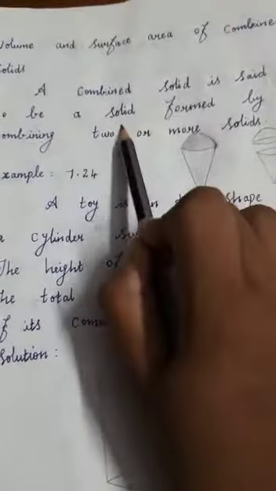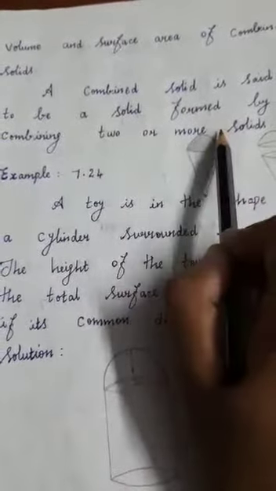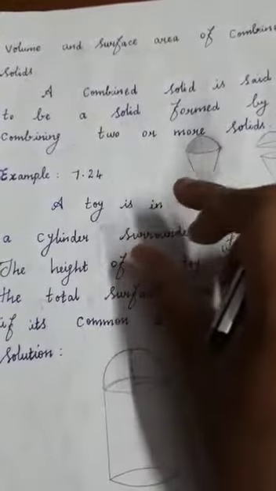Okay, so that is also one solid, formed by combining two or more solids. If you join two or more solids together, you can get one solid. So that is the combined solid.